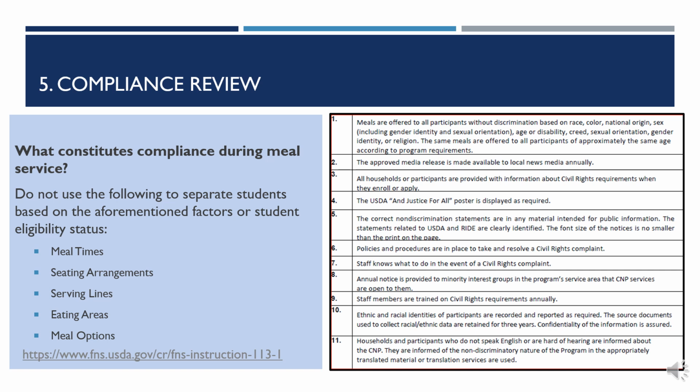The fifth element of civil rights training is preparing for that compliance review. So when we are looking at compliance of civil rights, we want to make sure that students aren't being separated based on any of the protected classes or based on student eligibility status, which can happen in these areas: meal times, seating arrangements, serving lines, eating areas, and meal options.